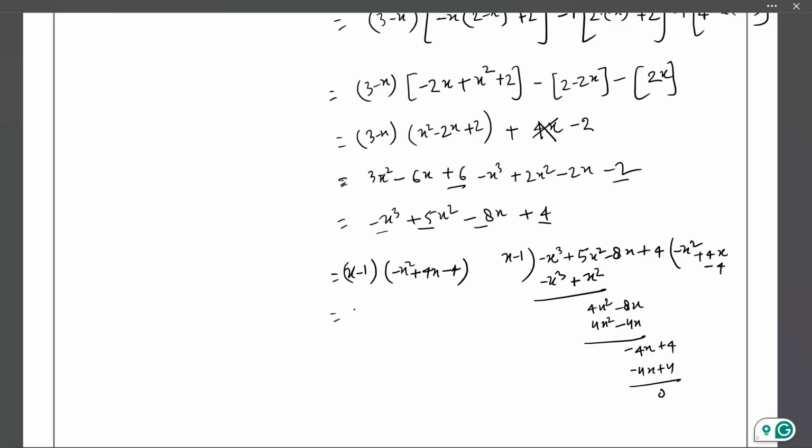Okay, and what is it? Minus of x minus 1, x minus 2, x minus 2, yeah, whole square.